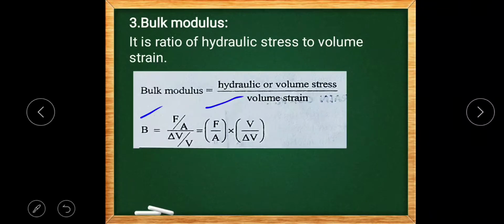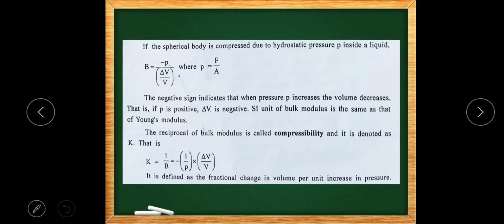So remember this. The SI units of Young's modulus, shear modulus and bulk modulus are the same, that is Newton per meter square. Next, if the spherical body is compressed due to hydrostatic pressure P inside a liquid, then the bulk modulus can be written as follows. We know pressure is written as force per unit area.